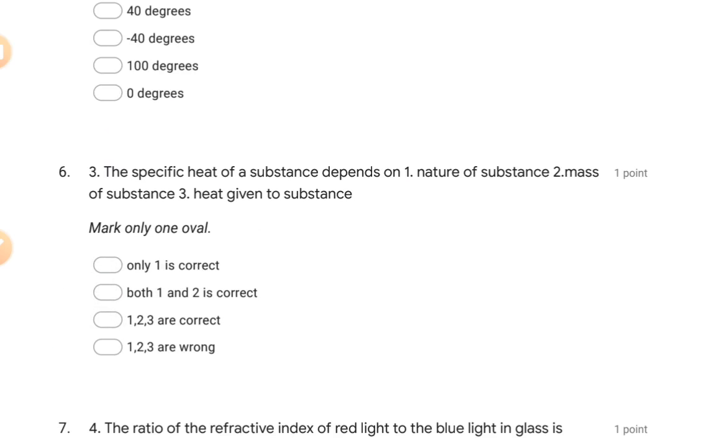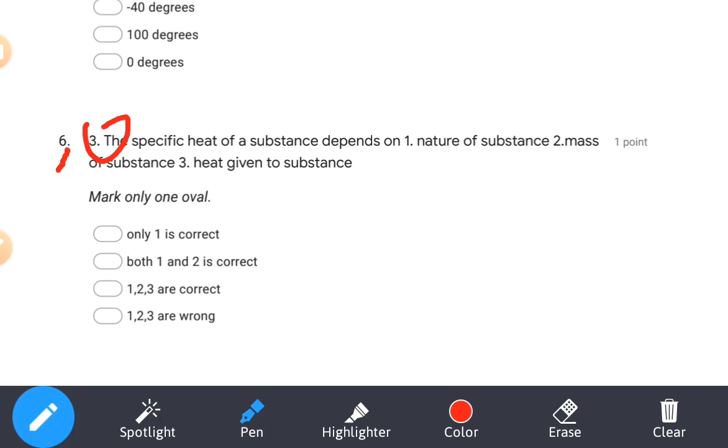Okay, let's see the third question. You just see this one. Okay, don't do this one, this is wrong. That is the serial number. This is the question number.